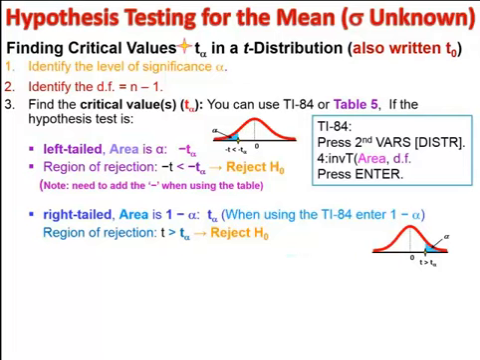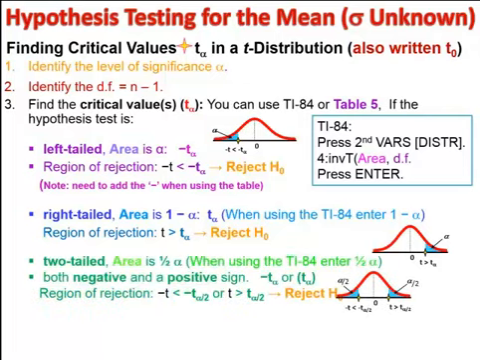If it's a two-tail test, you're going to have to take that area, which is your alpha, and divide it by 2. Whatever that area comes out to be, you can go into the calculator, find your t value, and you'll have both the negative and the positive t value. So you're going to have both negative and positive critical values when you have a two-tailed t-test. Your rejection region would be where your test statistic is either less than the negative critical value or greater than the positive critical value.